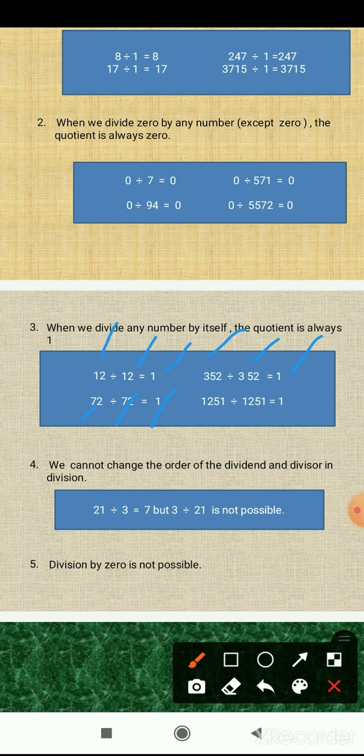Next example, 1251 divided by 1251, we get quotient 1. In this way, you can take any number, but if we divide any number by itself, the quotient is always 1. That is our third property.